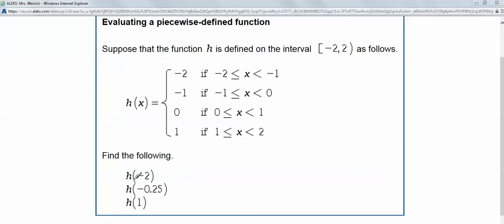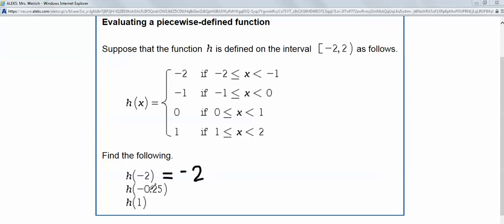So what it wants you to do is take h of -2. So if the x was -2, you come over here and you find where the x would fall. If x is -2, that would be right here, because it actually does include it, since it says "or equal," it has that "or equals" line. So if x is -2, then the y value, or the h of x, would be -2. So this would equal -2.